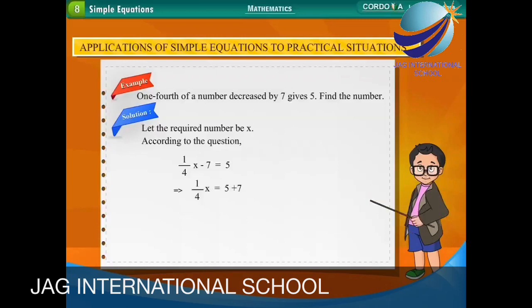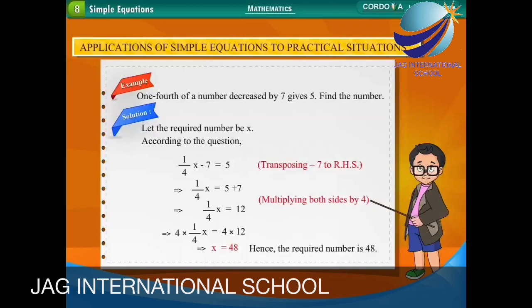This implies 1 upon 4 x is equal to 5 plus 7, transposing minus 7 to RHS. This implies 1 upon 4 x is equal to 12. This implies 4 into 1 upon 4 x is equal to 4 into 12, multiplying both sides by 4. This implies x is equal to 48.